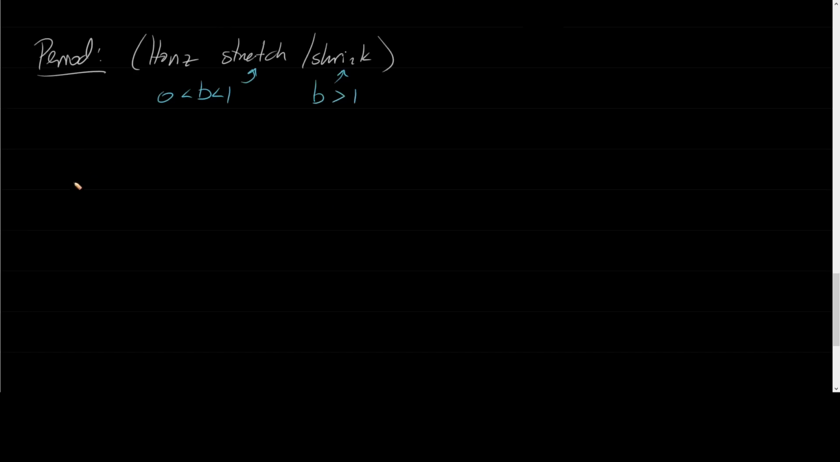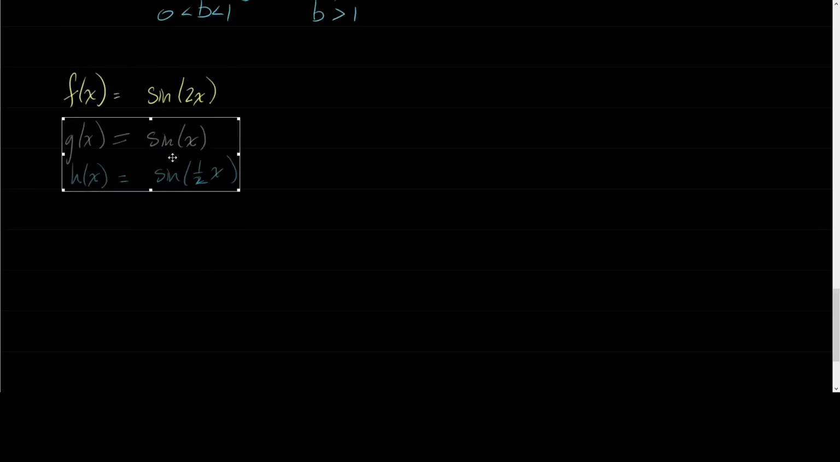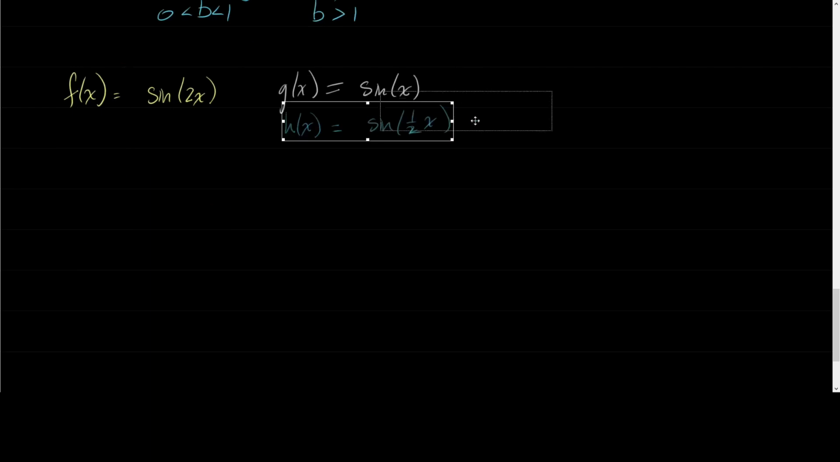Now, let's consider what some of these might look like. If I had f of x being equal to sine of 2x, what would that look like? Let's say g of x is just the regular sine of x, and we'll look at h of x being equal to sine of 1/2 x. Now, let's see what this actually does. Perhaps I should have done these this way, because I'm going to need the space.